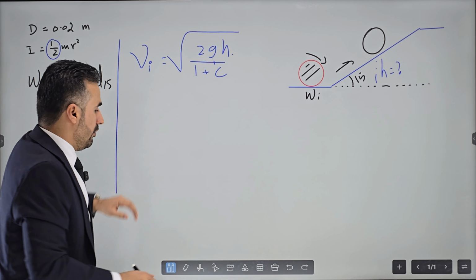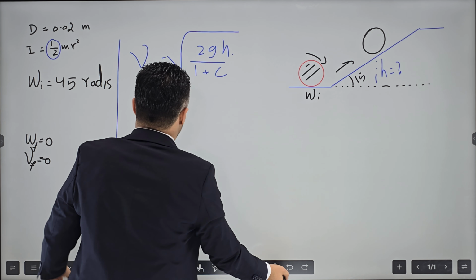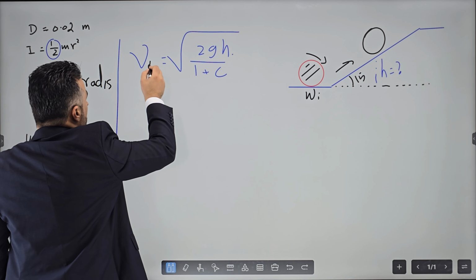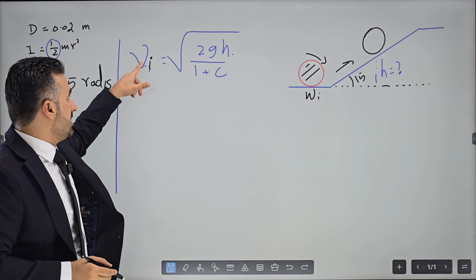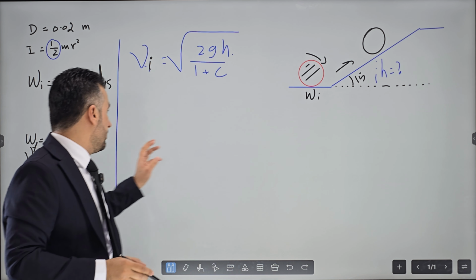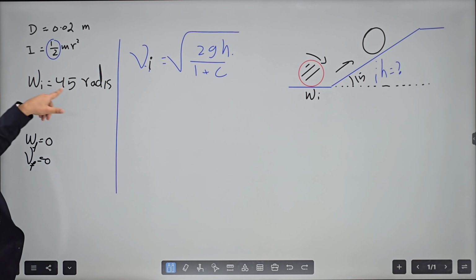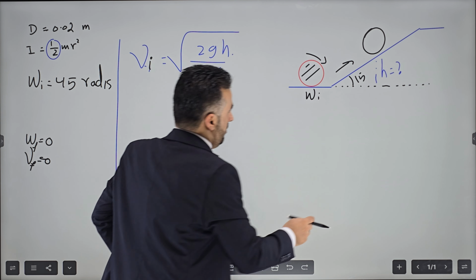The answer is no. So I cannot use v final because v final is 0 already. So this is v initial, but there's one problem here. In this equation, it is v translational. What is given here is the angular speed. Can I convert angular speed to translational? The answer is yes. So how can I do that?